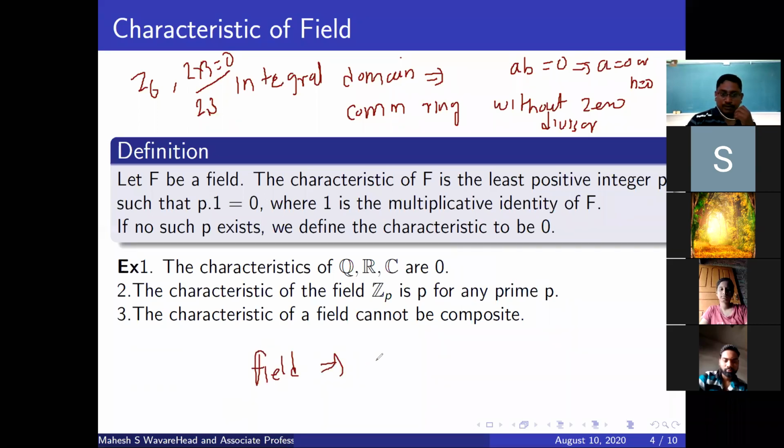Every field is an integral domain. The converse is not true; one can find examples of this also. Every integral domain need not be a field. The best example is that the set of integers is an integral domain, which is not a field. We can find another example also.